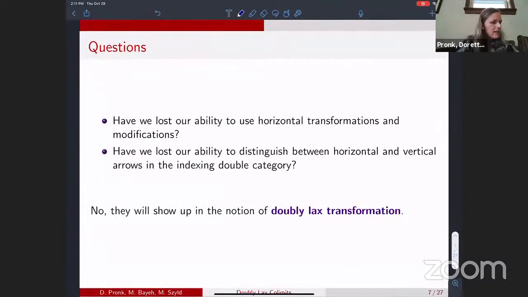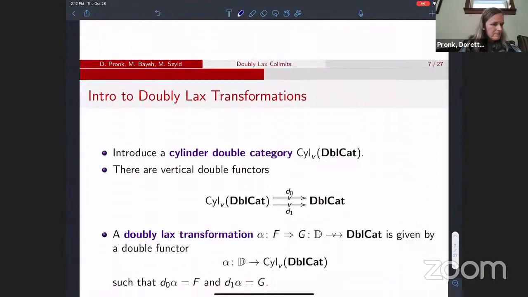Okay, good. So as I just said, we might be worried that we have just lost the horizontal transformations and the modifications, and we might also have lost our ability to distinguish between horizontal and vertical arrows in the indexing category. And the answer is no, we will regain that by an appropriate definition of doubly lax transformation. So here we go.